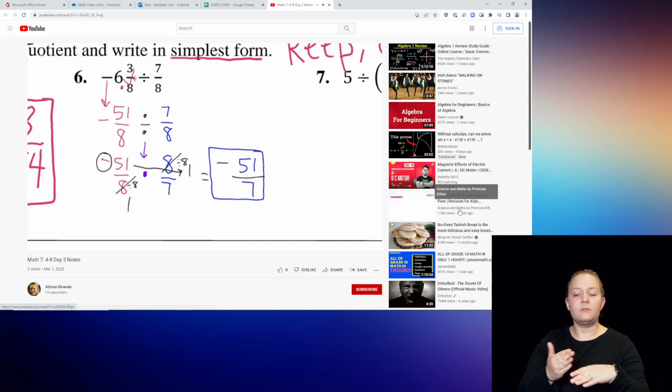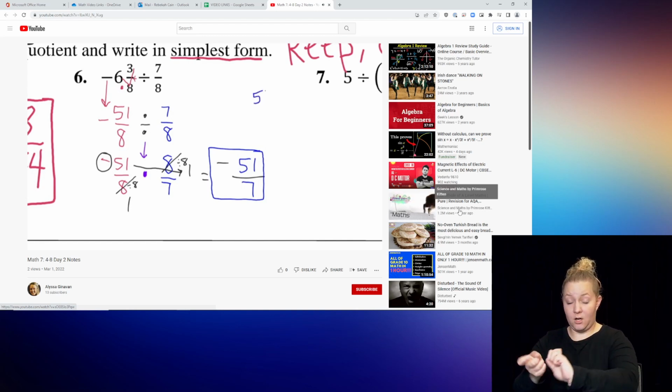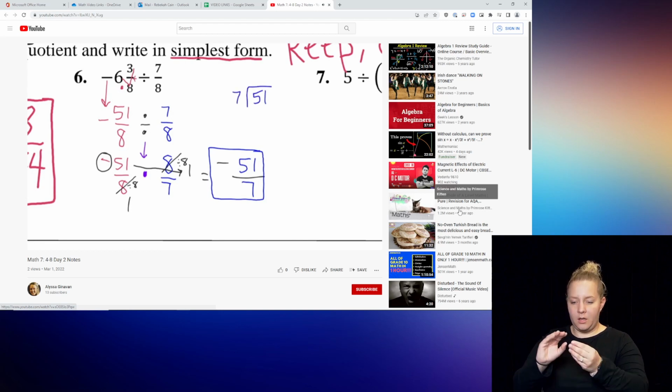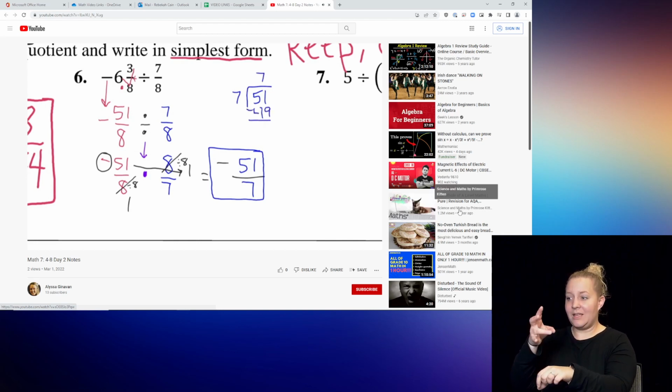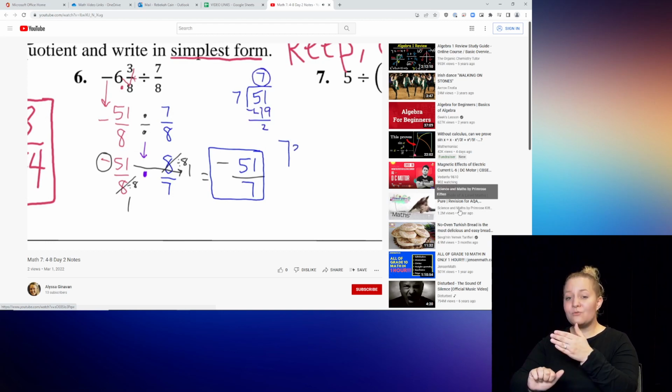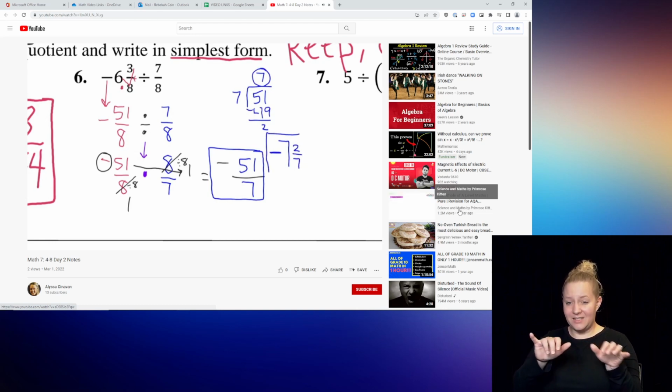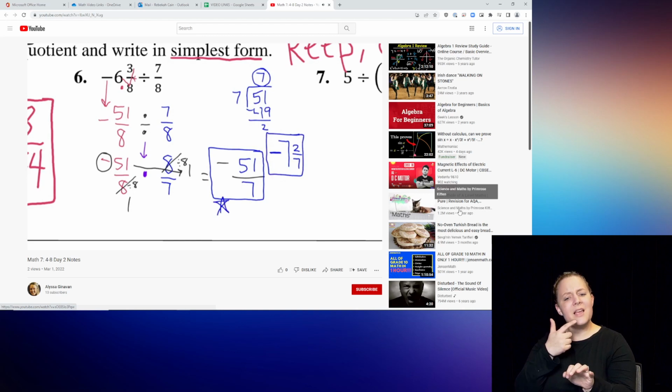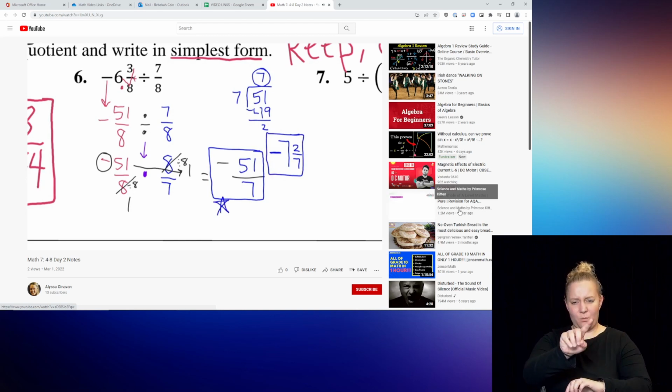But again, like I said, you can convert this, and how we do that is we put that number on top inside of our division bar, I guess. And then 7 goes into 51 7 times. I got 49. When I subtract it out, I get 2, which means that I got 7 wholes and 2 as a remainder over 7. So this is the same thing, a negative 7 and 2/7. So like I said, just go ahead and leave this. It's negative 51 over 7.